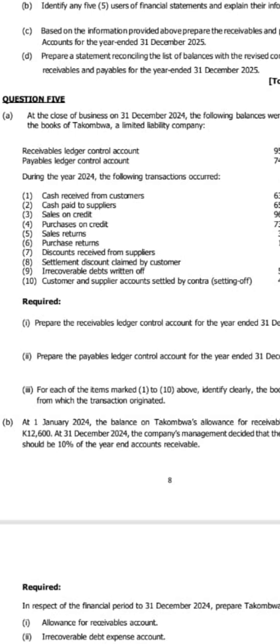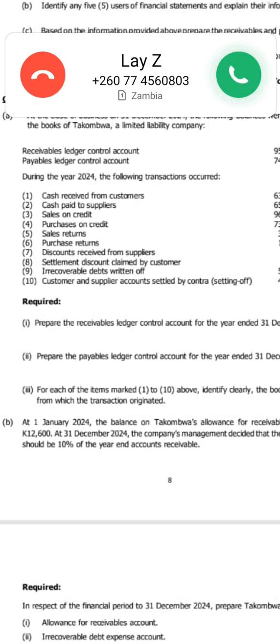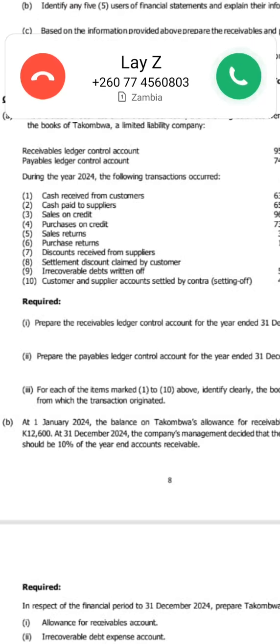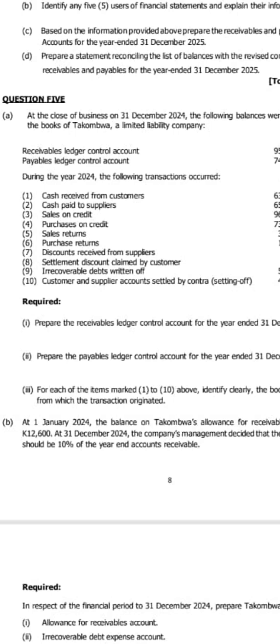So does the receivable balance increase? No, it is not going to increase. Why? Because we know that person isn't going to pay us money. So it is going to reduce the receivable balance, as you can see there. So irrecoverable debts, we are going to record on the credit side of our receivable ledger control account. Okay, so that is it there.